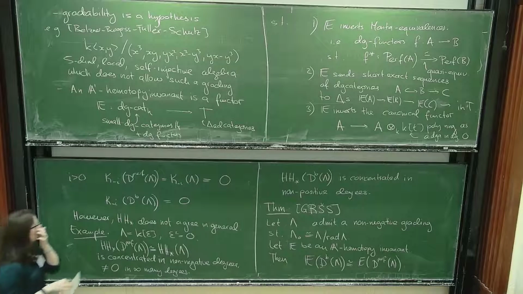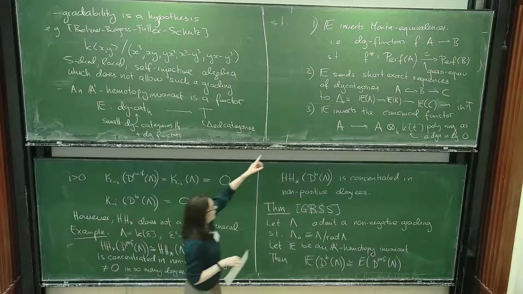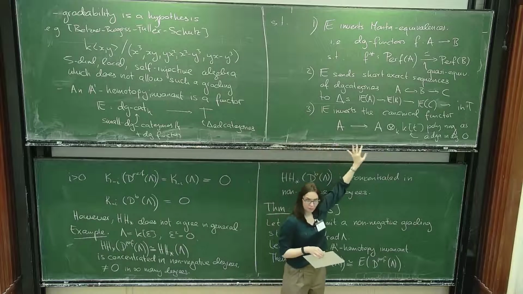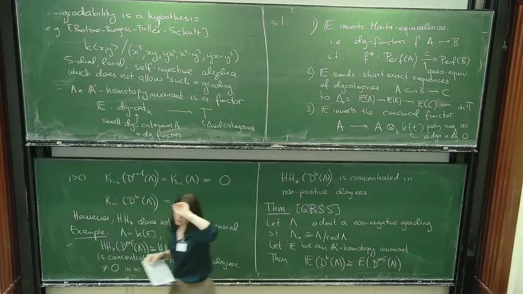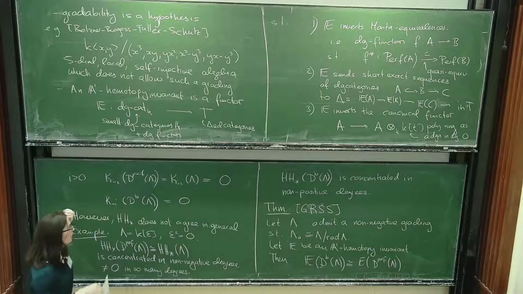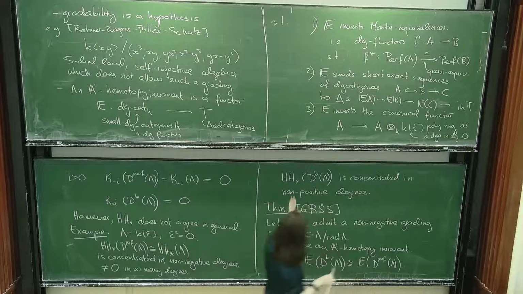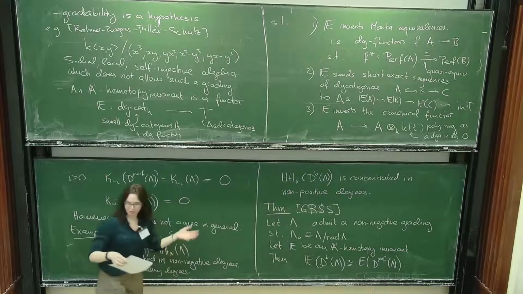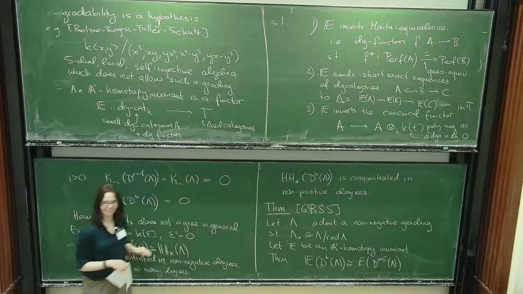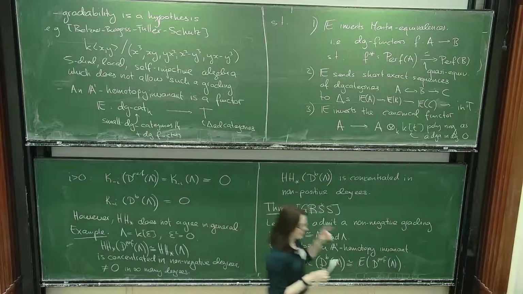So examples of an A1 homotopy invariant would be homotopy K theory, also periodic cyclic homology. A non-example would be Hochschild homology. So we have interesting invariants that satisfy this.